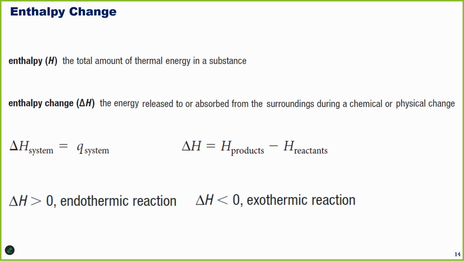When the products of a reaction have a greater enthalpy than the reactants, delta H will be positive. The system absorbs thermal energy from its surroundings, and the reaction is endothermic. On the other hand, if the enthalpy of the products is less than that of the reactants, delta H will be negative. In this case, the system releases thermal energy to its surroundings, and the reaction is exothermic. In summary, if delta H is above 0, we have an endothermic reaction, whereas if delta H is less than 0, we will have an exothermic reaction.